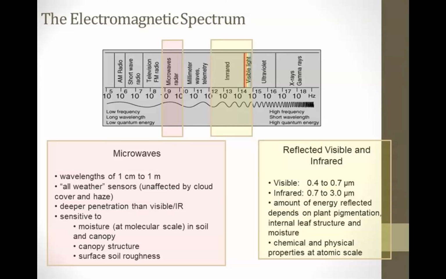And these sensors tend to be passive sensors, and the amount of energy that they are recording that's reflected from crops and soils largely depends on the pigmentation in the plant, the internal leaf structure, or the moisture. So this class of sensors is really sensitive to the chemical and physical properties, more at the atomic level, and the microwaves are responsive more at the molecular level. So there are advantages and disadvantages for both of those.